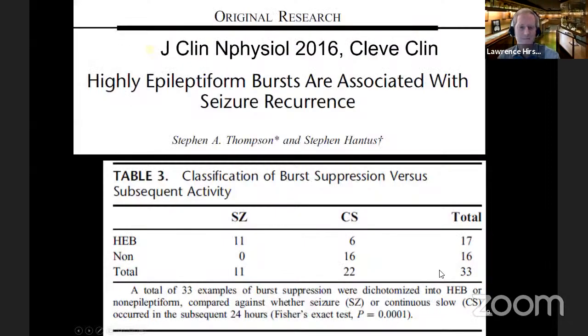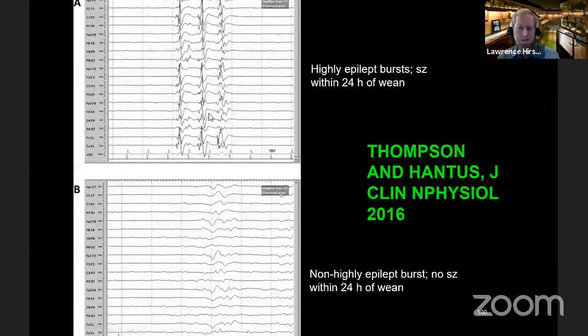Some things we've learned: people have studied the highly epileptiform bursts and shown that if you have them when you're in burst suppression and you're treating status epilepticus, and then you wean the drug, most of the time they're going to go back into seizure. So 11 out of 17 times if you had highly epileptiform bursts. But if you did not have highly epileptiform bursts, all 16 attempts were successful for being weaned from the anesthetic. So here's an example of one patient in their study, a highly epileptiform burst, where they then failed the wean, and then later the same patient with a non-highly epileptiform burst successfully weaned.